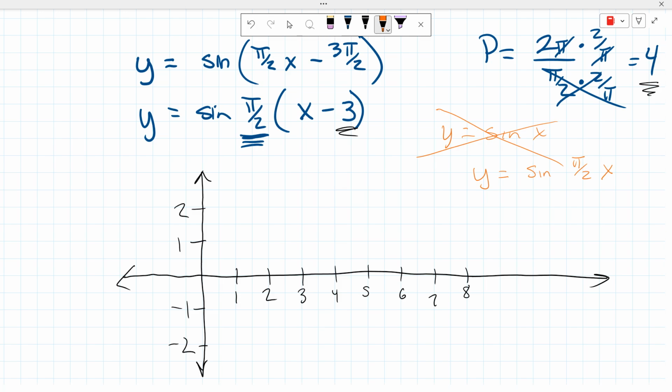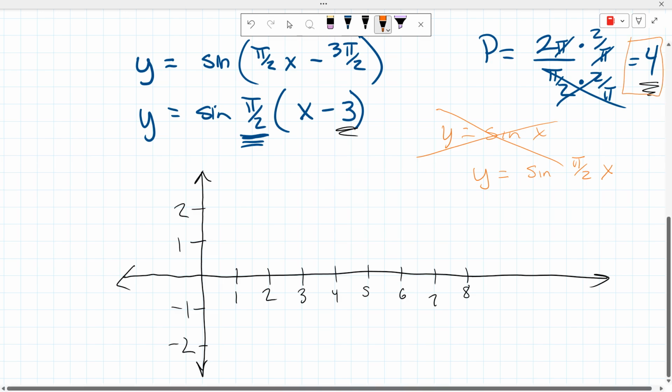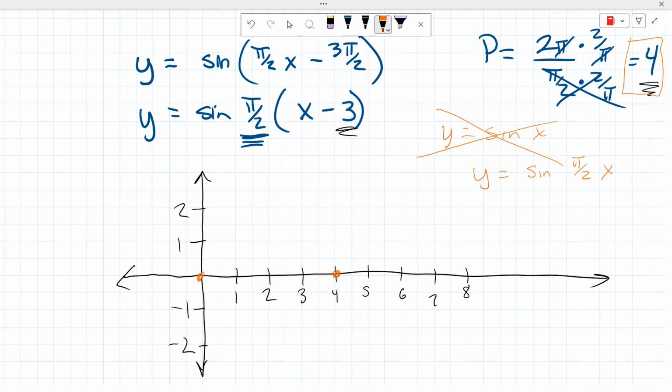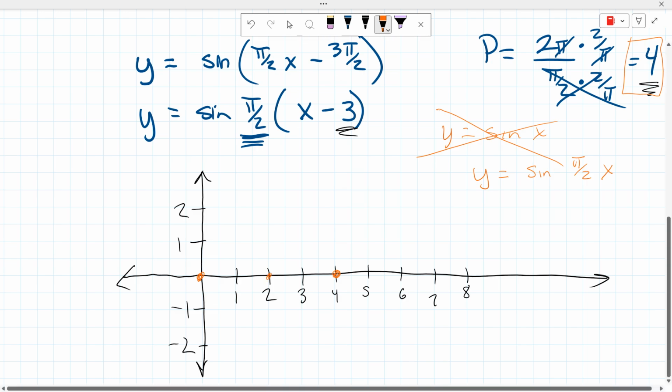Now, what does y equals the sine of pi over 2x look like? Well, we just said it has a period of 4. So it's going to start at 0, it's going to end at 4, and it's a sine curve. It's going to go up, go down, and go back up again, right? So where else will it cross the x-axis? 2. Where will it hit 1? At 1. Where will it hit -1? At 3. The sine curve.